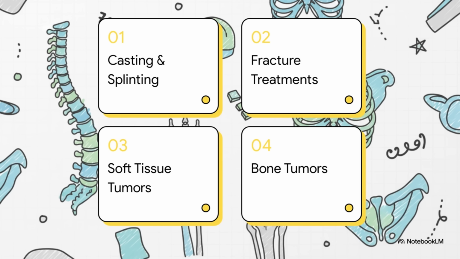We're going to start with the absolute number one rule for casting and splinting. It's a big one. Then we'll jump into decoding the different ways fractures are treated. After that, we'll figure out how to size up soft tissue tumors. And finally, we'll tackle the unique logic behind coding for bone tumors. Sound good? Let's get into it.